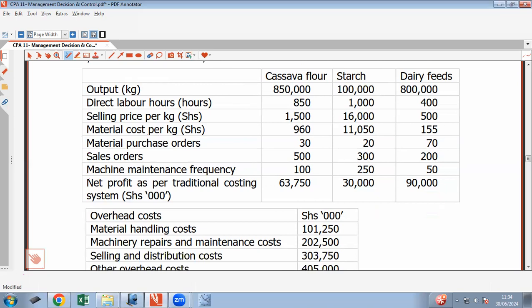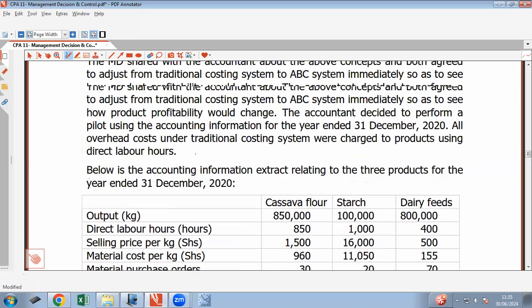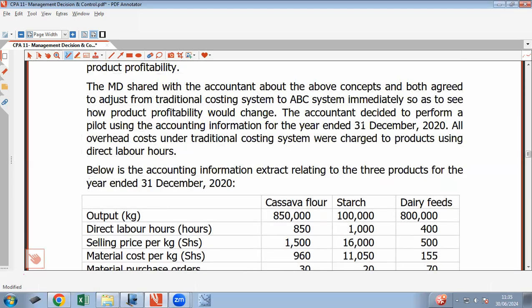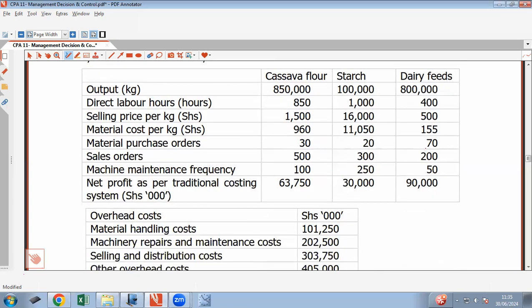Since we are going to do ABC, what is our mindset? We need the cost drivers for each of those overheads. Already they have told us up here that all overhead costs under traditional, they will charge to this product using direct labor hours. It can either be direct labor hours or machine hours. That one we know, but for them they charge using direct labor. That's okay.